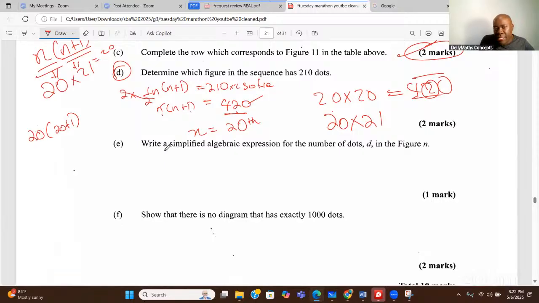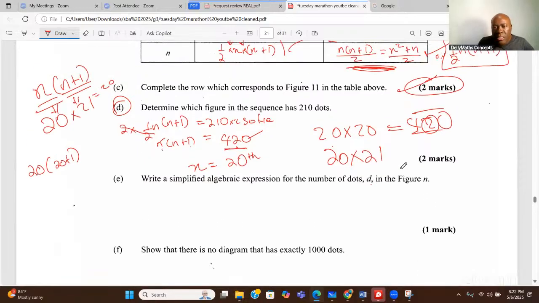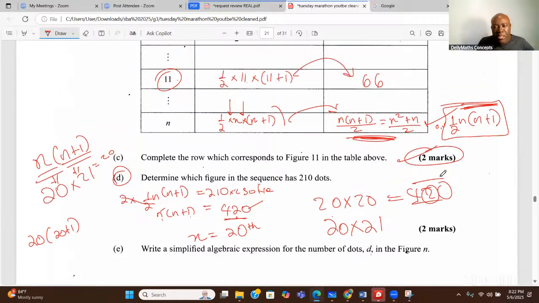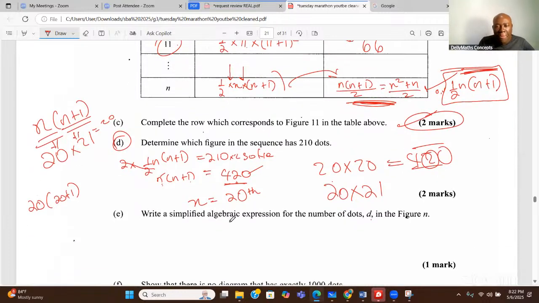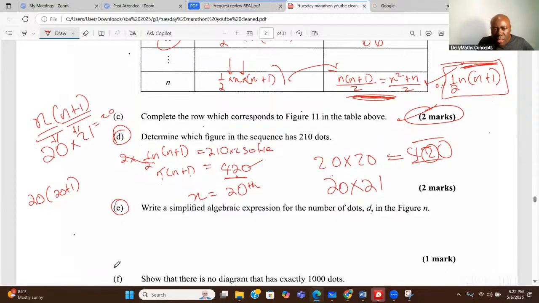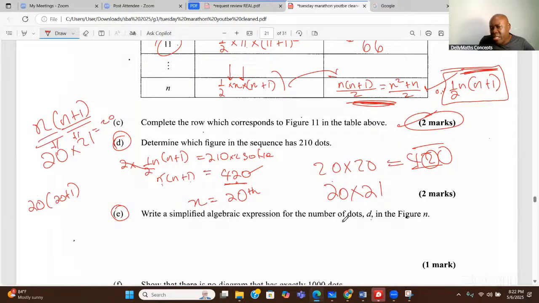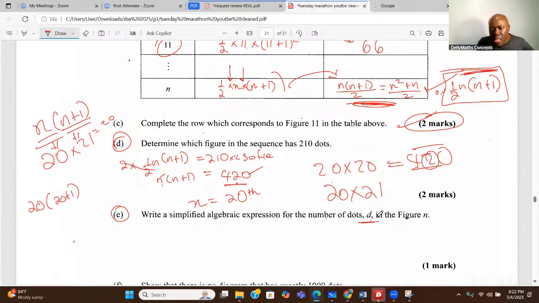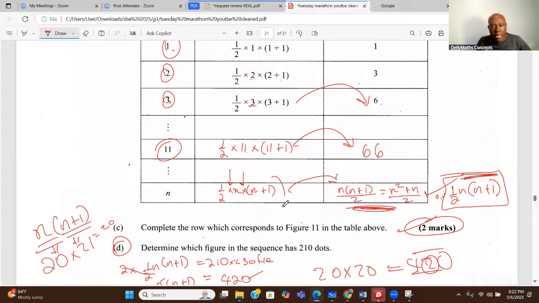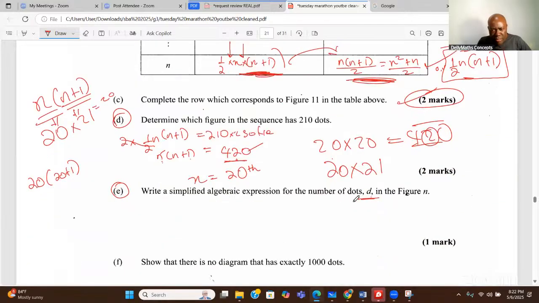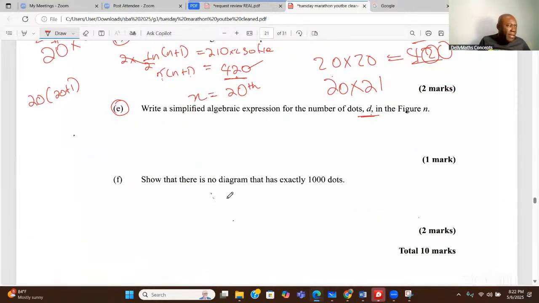Look at the next one now. It says, write a simplified algebraic expression for the number of dots D in the figure N. But we have that already. You notice they say write a simplified. We did this already, right? Hold on, I'm looking at the questions. I think we did this right here, the same thing that you have here.